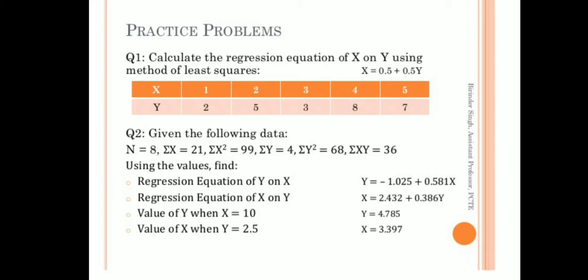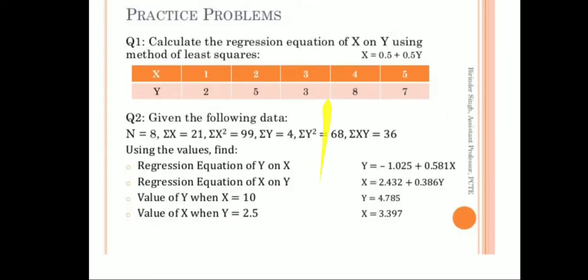So the value of y when x equal to 10, this is y on x. This is the value of x when y equal to 2.5, which means you have to obtain the value of x with the known value 2.5. Y is the known value, the independent value, for x on y. The answer is here: y is 4.785 and x answer is here. You have to get this answer. Try at home, by using the above.